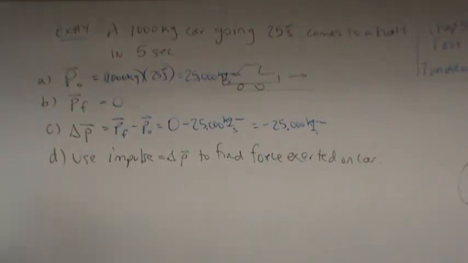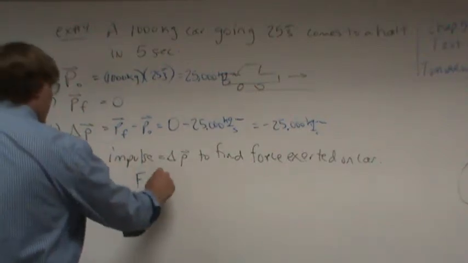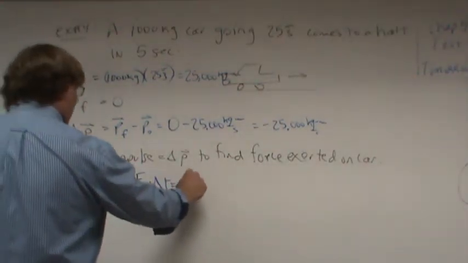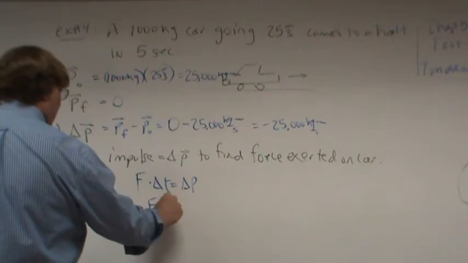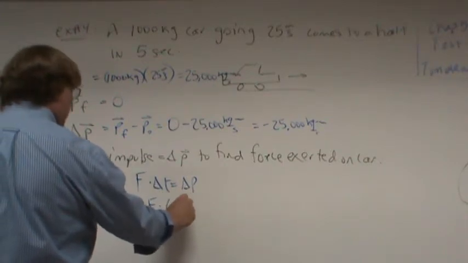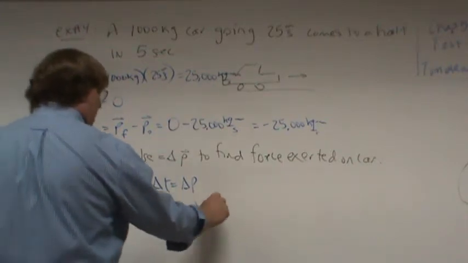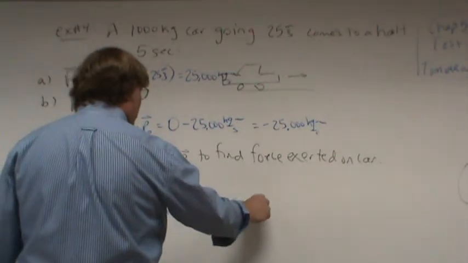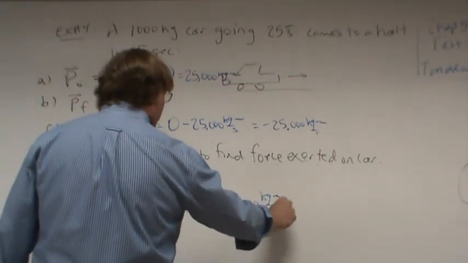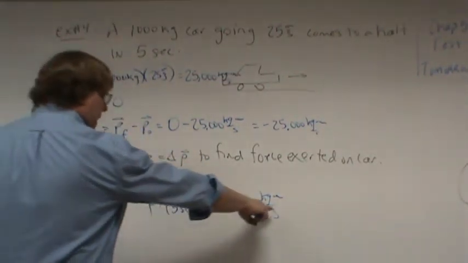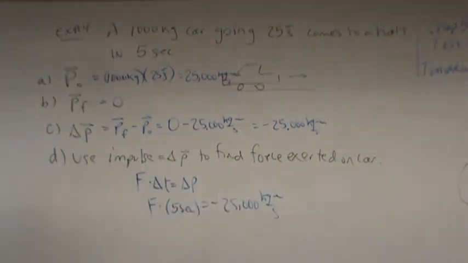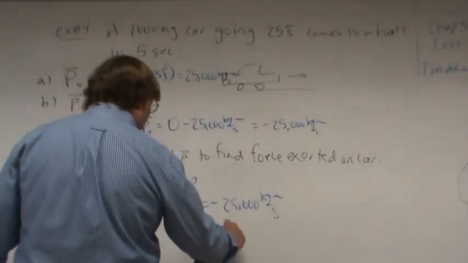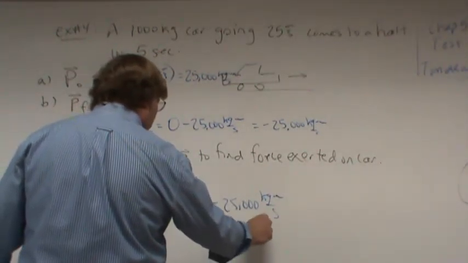And so now let's go ahead and use impulse. Impulse equals change in momentum. So I got force times, how many seconds is it? 5 seconds? Equals negative 25,000 kilogram meters per second. And you'll notice when I divide by seconds, that makes the right side kilogram meters per second squared, which is newtons, and I get a force equals negative 5,000 newtons.